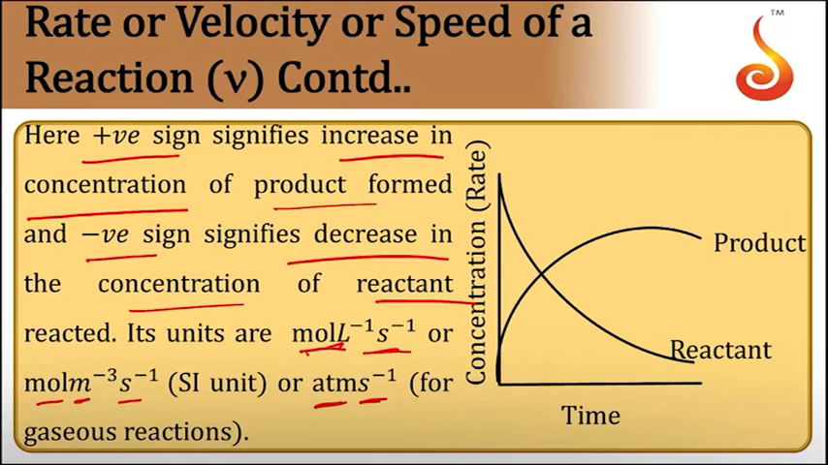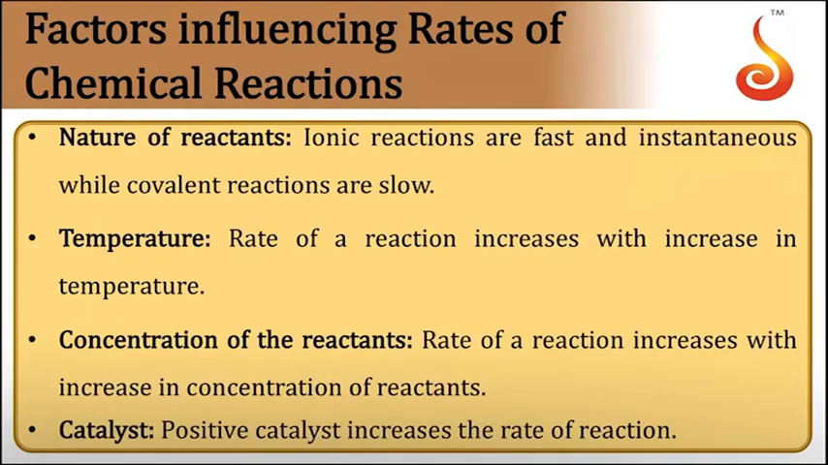If you see the graphs here, suppose R is giving rise to P, meaning reactants are giving rise to products. As the time runs, the concentration of the reactants will be decreasing, so you can see a decreasing graph for reactants. This stands for the concentration of reactants. And as the time runs, the concentration of the products will be increasing, and therefore this graph shows the concentration of the products. So this is a graph representing how the concentrations of reactants and products are changing with respect to time.